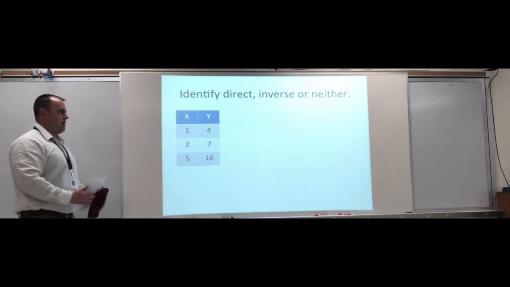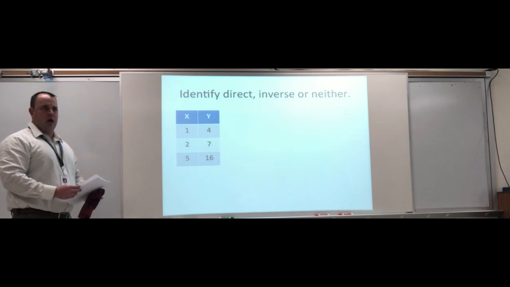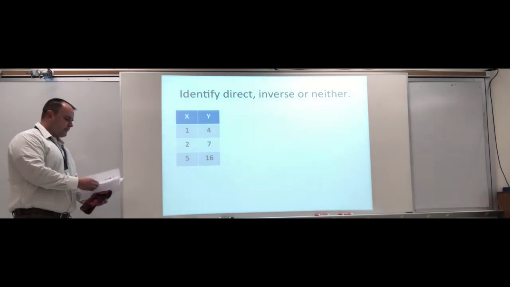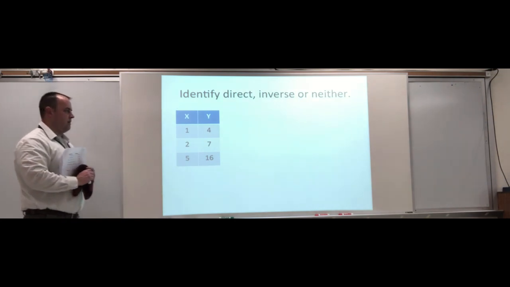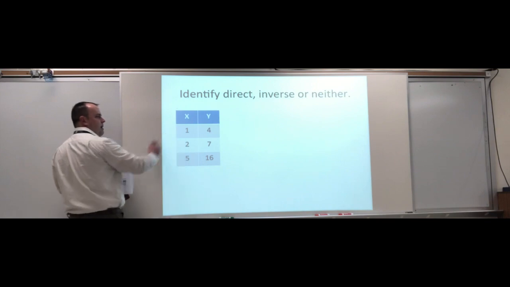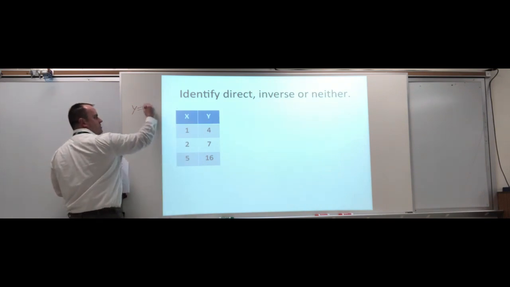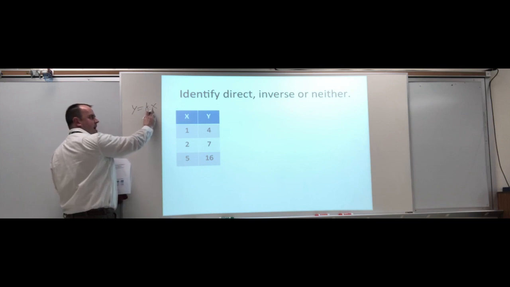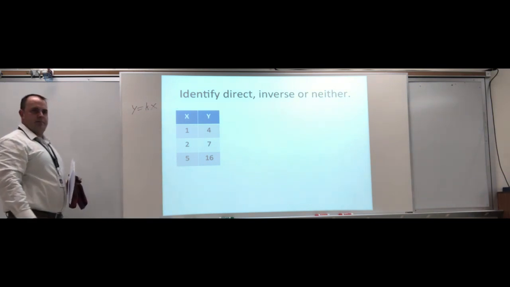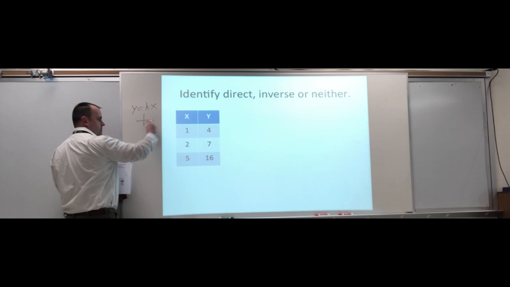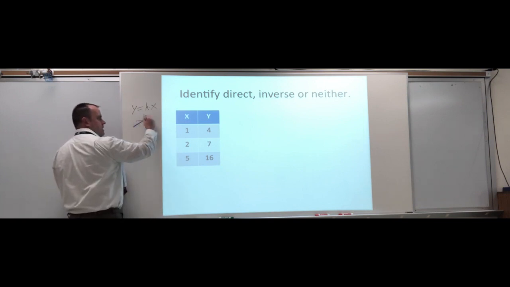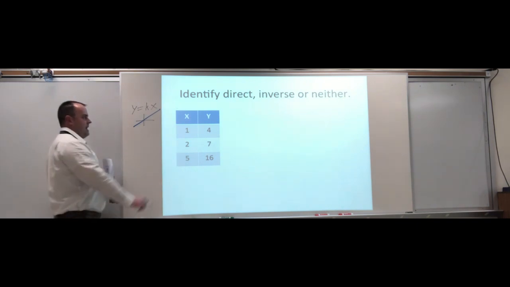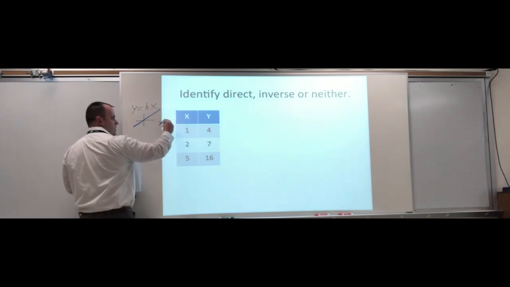Now what we need to think about here is, what direction is the y going as x is increasing? That's going to help you identify whether to look for direct or inverse. Think about what direct is. Y equals k times x. And as that x is increasing, what's happening to the y? If you think of the graph, direct variation is going to be increasing. So as x is going up, y is also going to be going up.